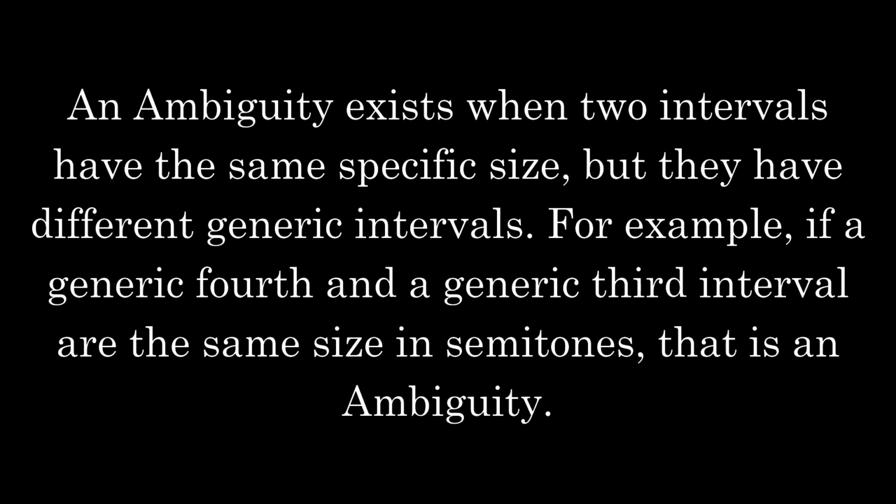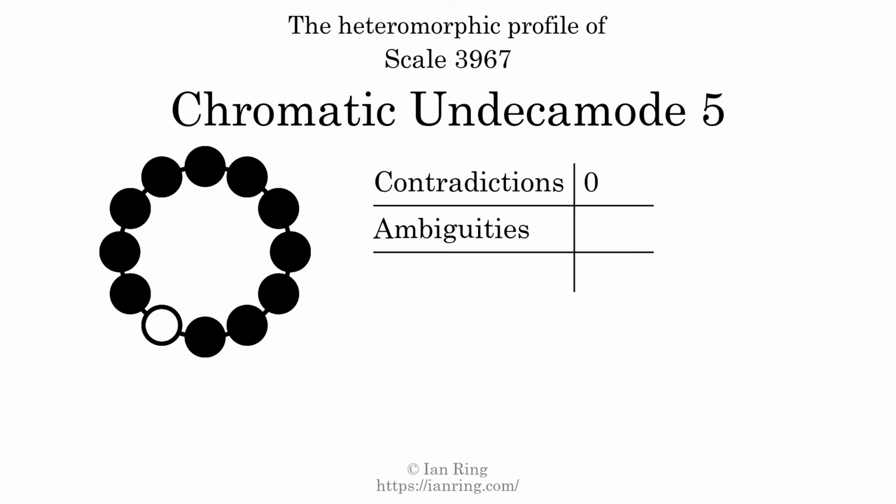An ambiguity exists when two intervals have the same specific size, but they have different generic intervals. For example, if a generic fourth and a generic third interval are the same size in semitones, that is an ambiguity. The number of ambiguities in this scale is 165.